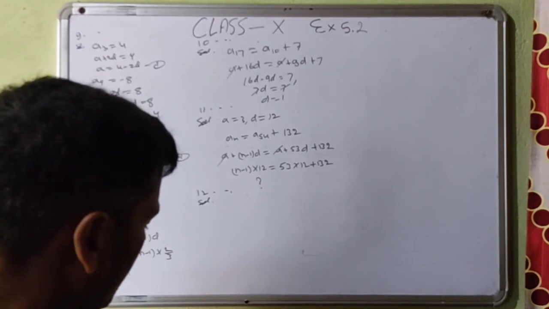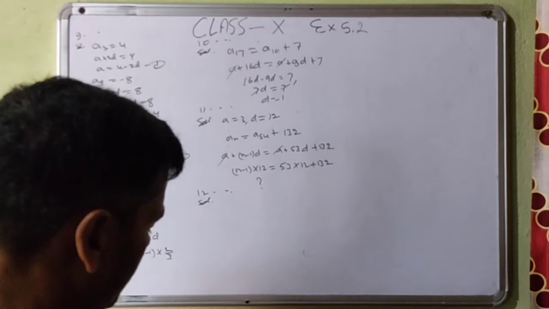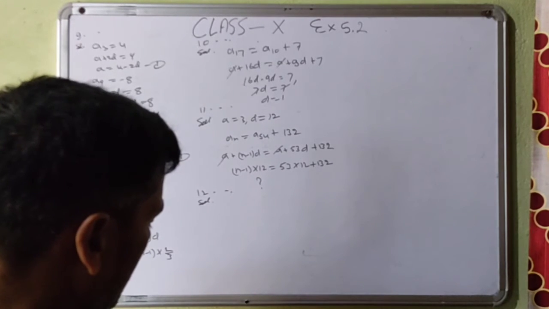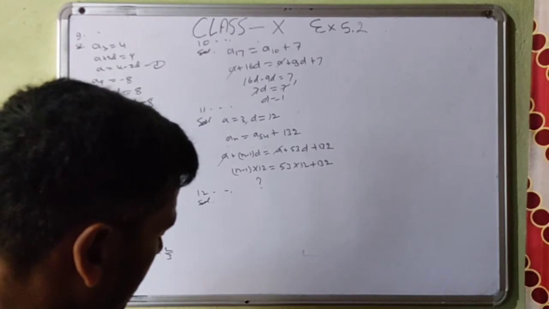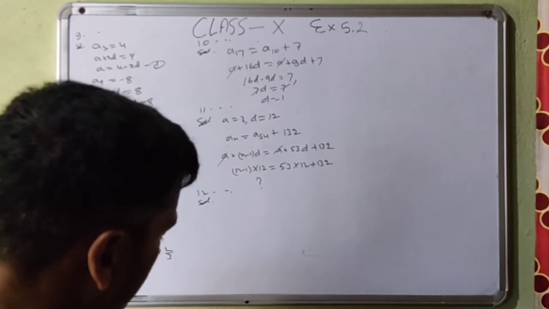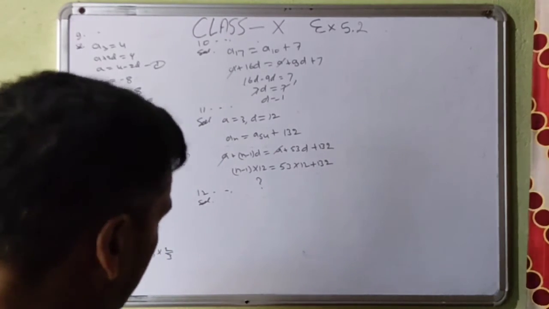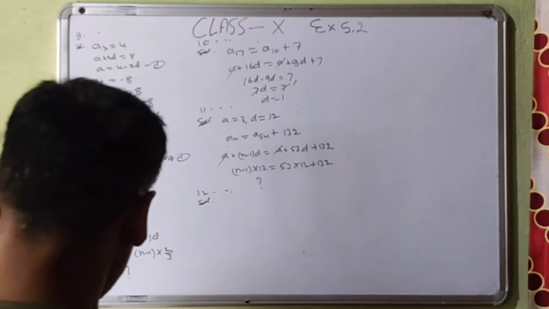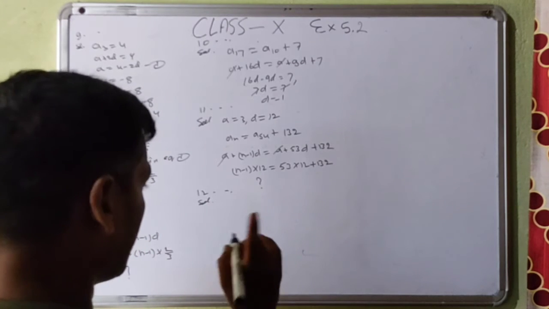Find out: two APs have the same common difference. The difference between their 100th terms is 100. What is the difference between their 1000th terms? So two APs are given here, and the common difference is the same.